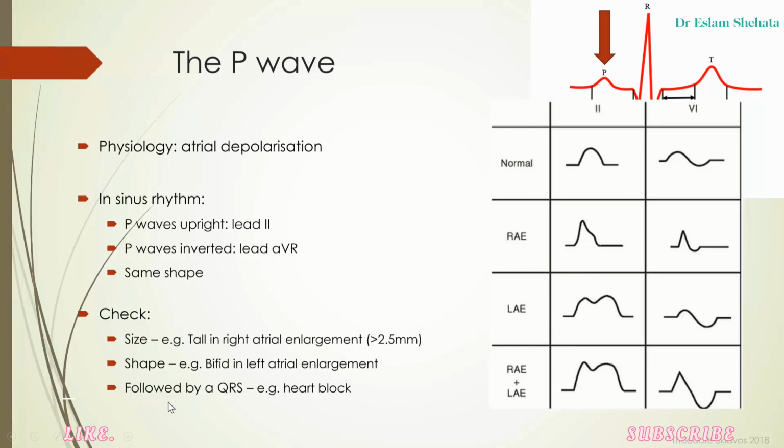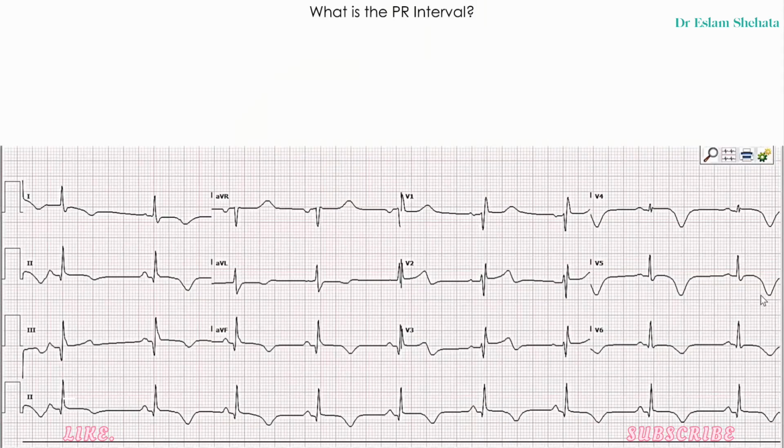It's also worth noting whether each P wave is followed by a QRS complex, which of course it might not be if there are certain things like heart blocks going on. Putting all that together on our example ECG, the P waves here look normal, so none of them are more than 2.5 millimeters tall, each one's followed by a QRS complex, and they're all about the right shape.